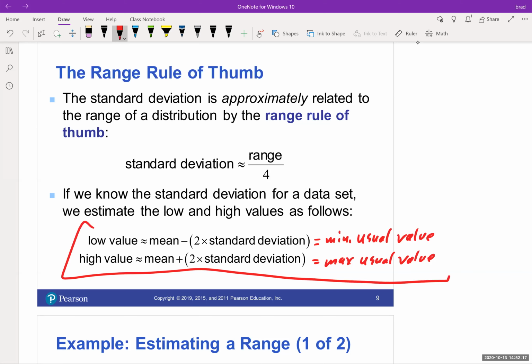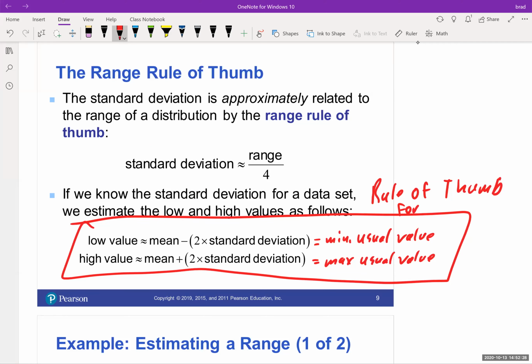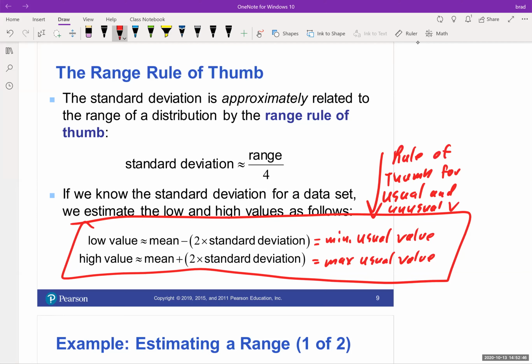This is definitely something that I'll ask you on the exam: this is also a rule of thumb for usual and unusual values. This is how you can determine if something is usual or unusual. If it's outside of this window that you created, you'd call it unusual. If it's inside of that window, you would call it usual.